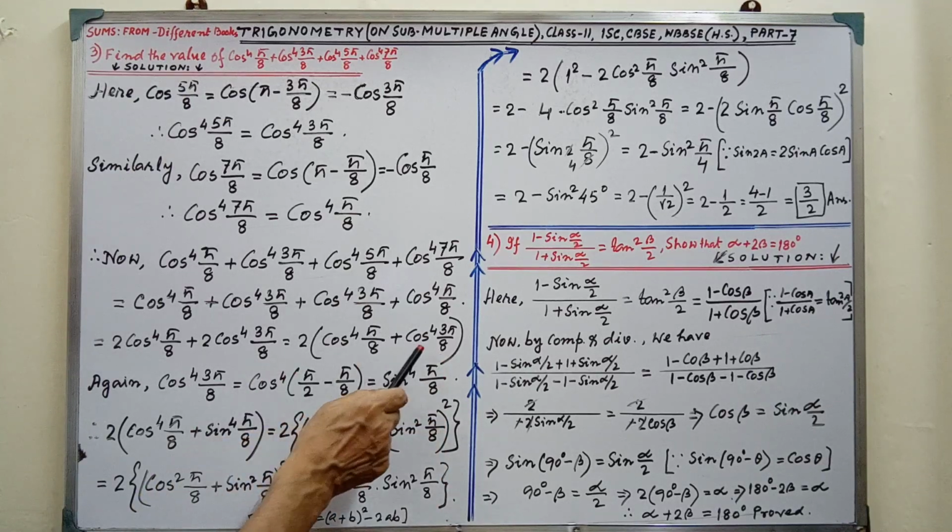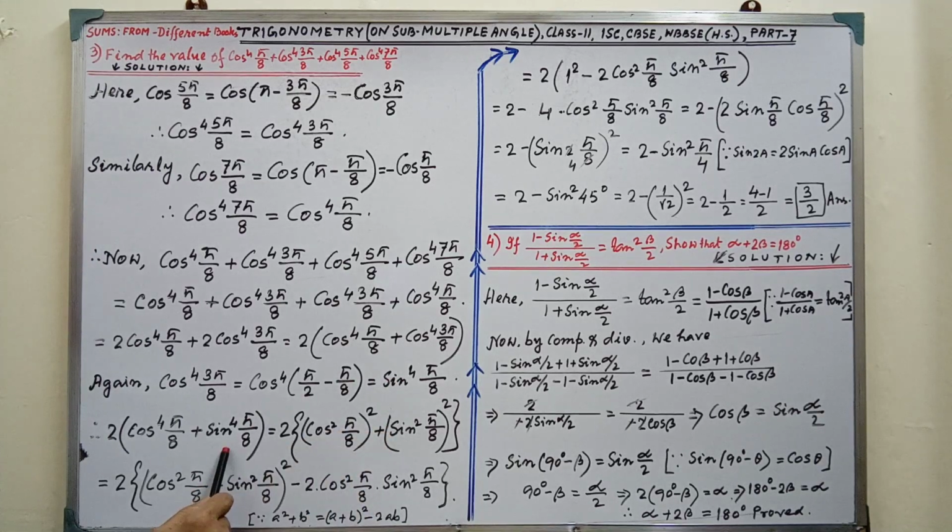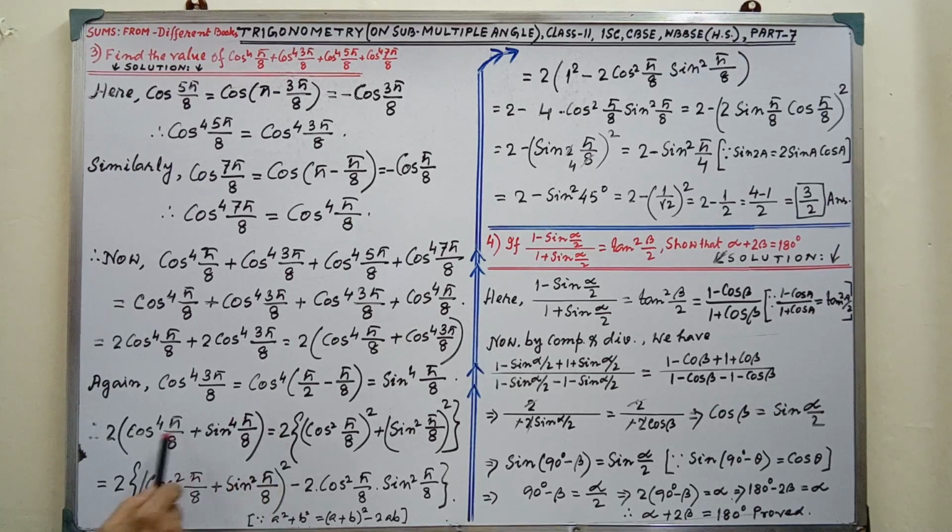Now in place of this we have to write sine to the power 4 pi by 8. Then after taking common, this we may write in this way: cos square pi by 8 whole square, sine square pi by 8 whole square. Now a square plus b square, that is a plus b whole square minus 2ab. That you have learned at class 9. By applying this formula we are getting this expression.